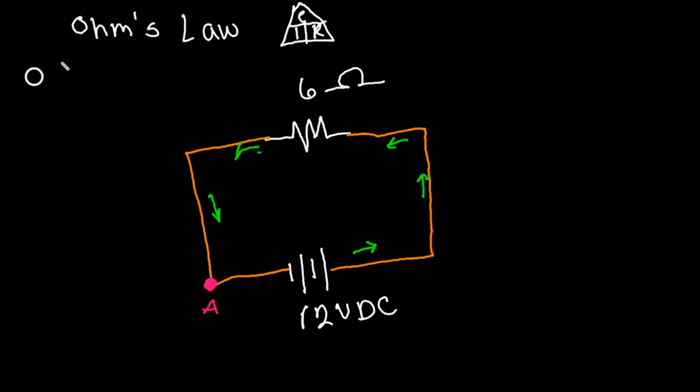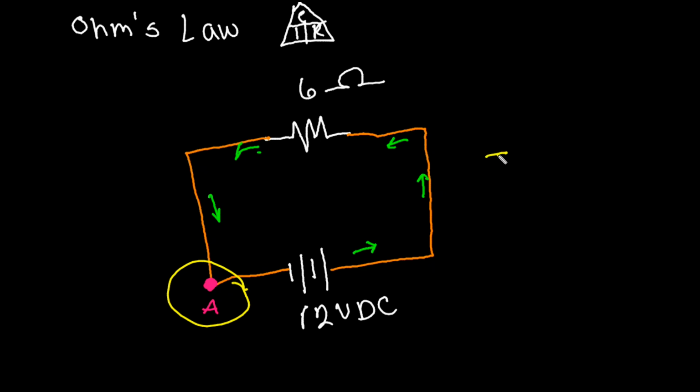All right. So again, we're still talking about Ohm's law here, and here's our triangle. E equals I over R. Now down here is our circuit. Let's start here. We have a 12-volt DC battery. Here we have a 6 ohm resistor. Now these green arrows here indicate the flow of current in the circuit. And what we want to find is what is the current at A.